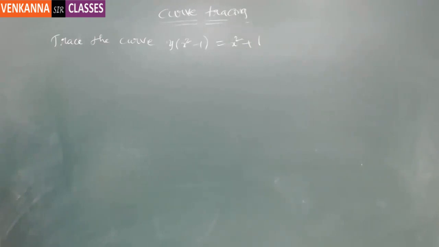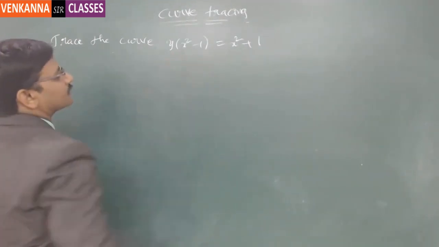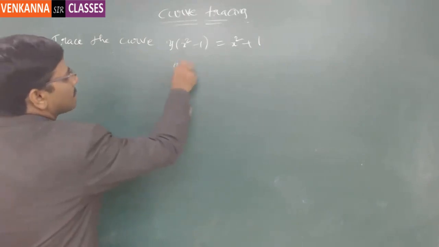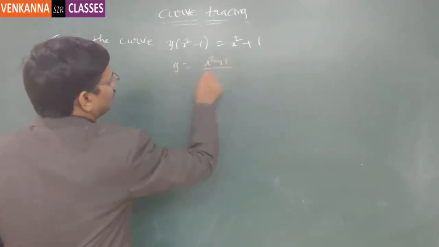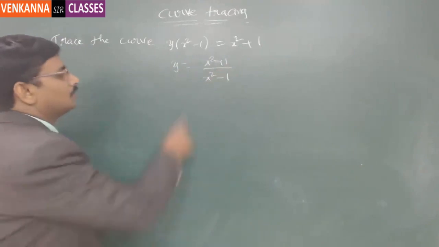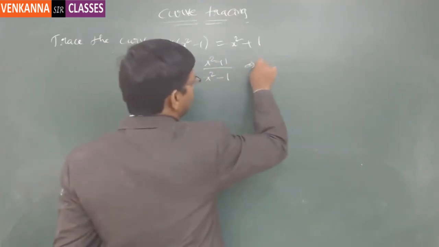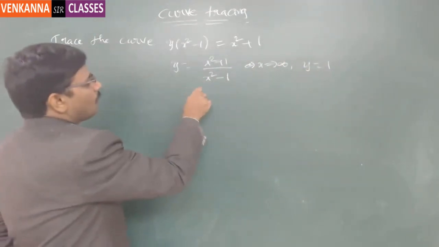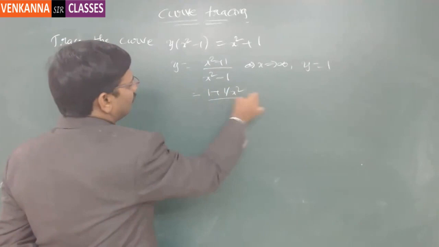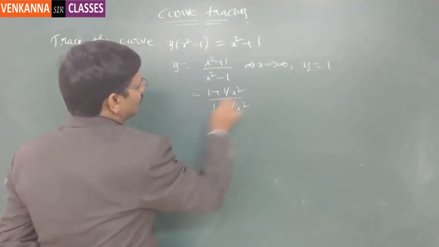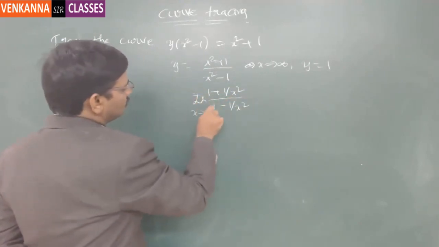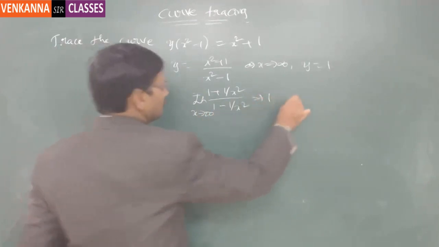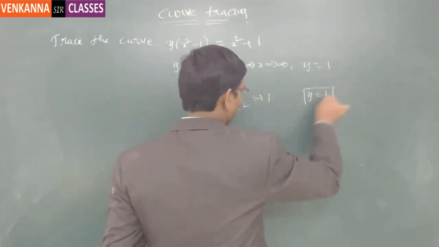y equal to 1 is one asymptote, and x equal to plus or minus 1 is another asymptote. Now here, the curve is y equal to (x square plus 1) divided by (x square minus 1). As x tends to infinity, y will become (1 plus 1 by x square) divided by (1 minus 1 by x square). Limit x tends to infinity, so this will be 1. So y is equal to 1 is one asymptote.